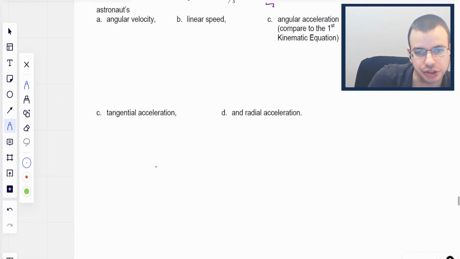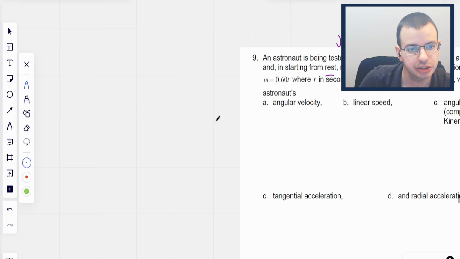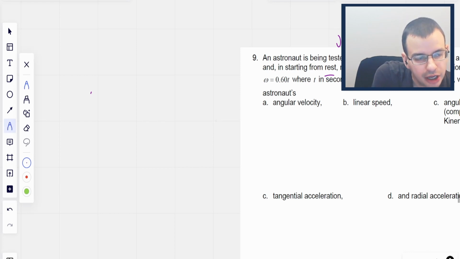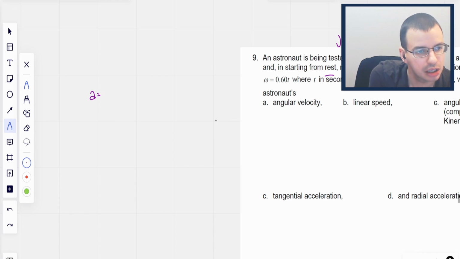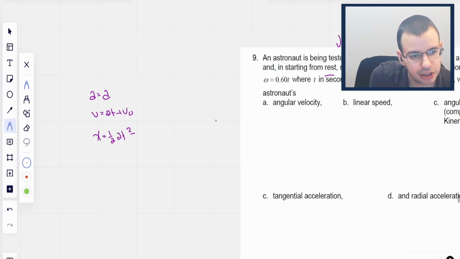So first thing I'm going to do is start by writing out my kinematic equations. I'll do it over here. a equals a, that just means acceleration is constant. v equals at plus v naught. x equals 1/2 at squared plus v naught t plus x naught. And then v final squared equals v initial squared plus 2a delta x. I know my v's look kind of like u's.